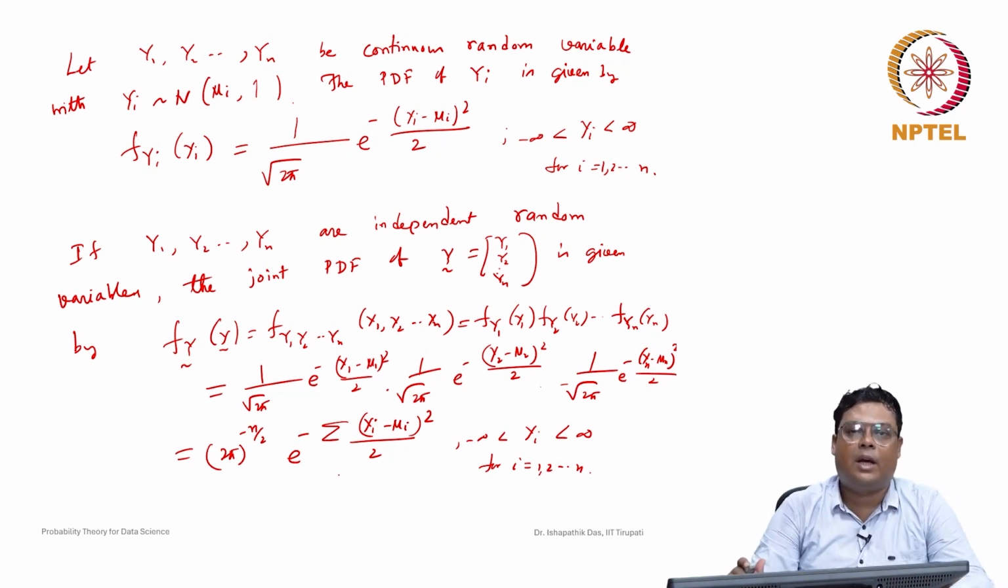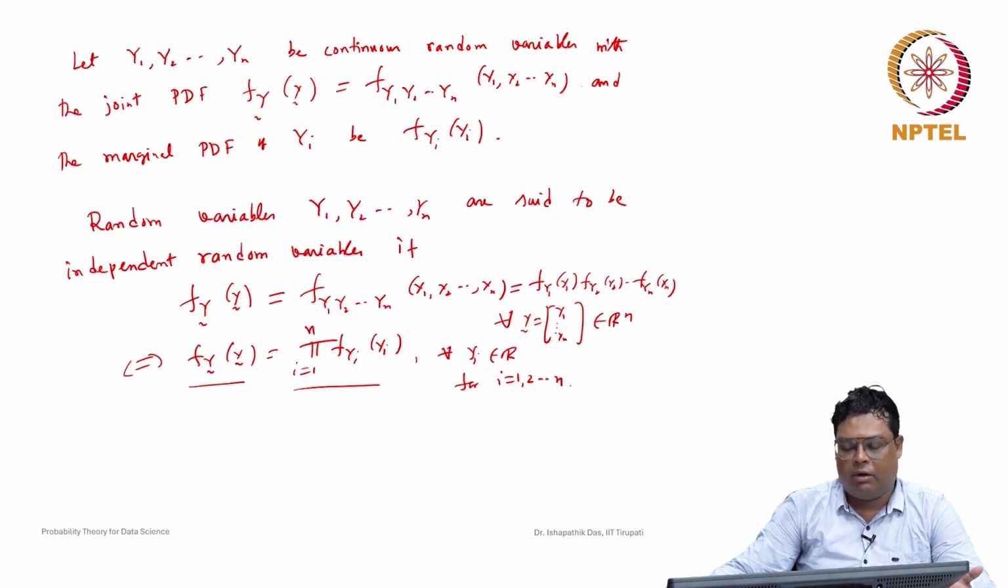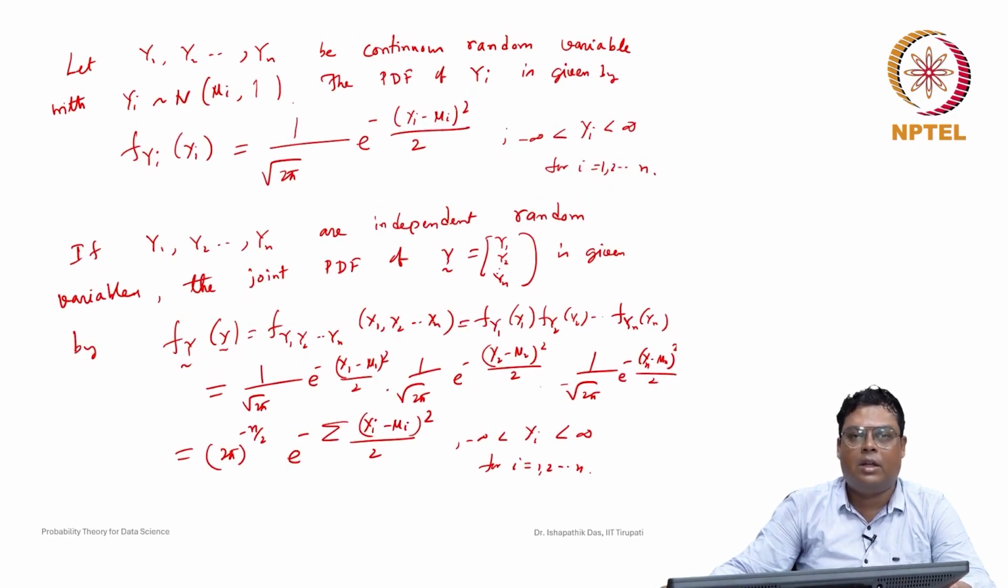Note that if they are not independent, this will not be the joint probability density function. We will discuss how the joint probability density function looks in the case of multivariate distributions where y1, y2, yn are not independent. But here we assume they are independent. By the independence definition we discussed, we found the joint probability density function using their marginal probability density functions.